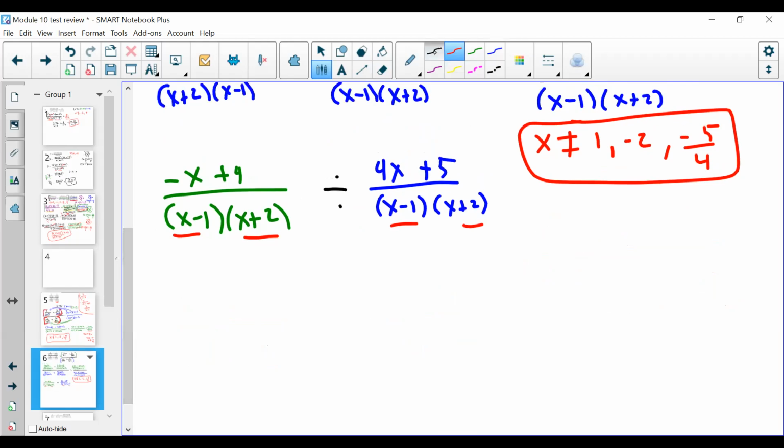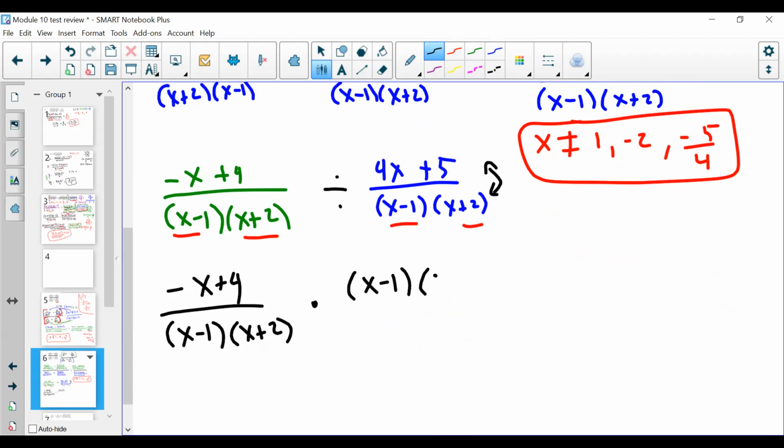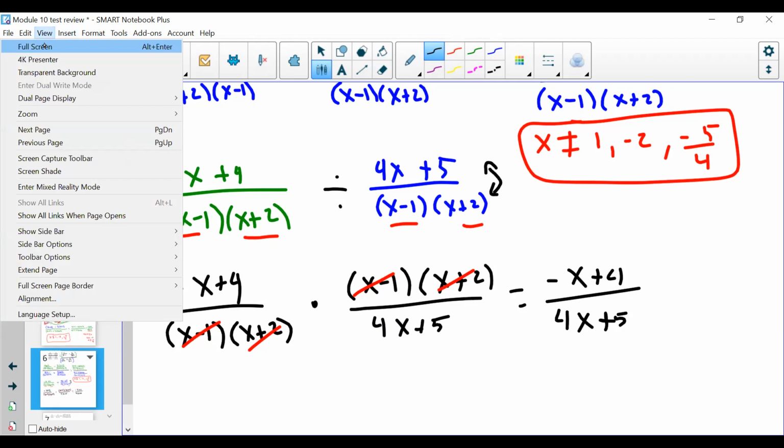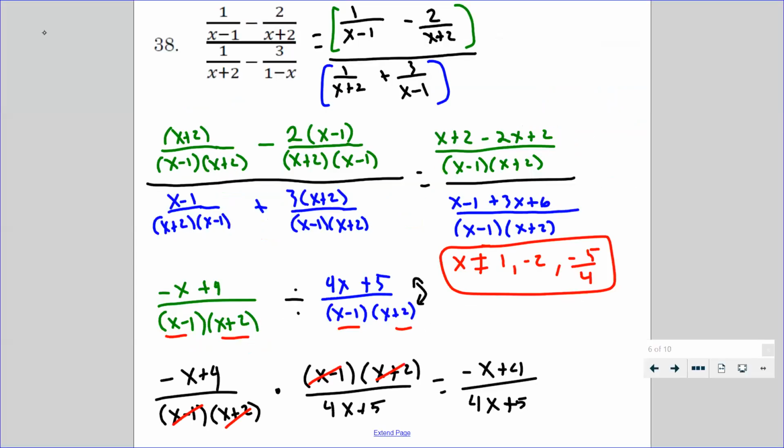So I can flip this blue one. So when I do, I get negative x plus 4 over that LCD of x minus 1, x plus 2. And now it's going to be a multiplication problem of what I get when I flip these, x minus 1, x plus 2, all over 4x plus 5. And now because it's a multiplication problem, I can just cancel across, and these just cancel out. And I end up with the same exact answer that I had before. They're both perfectly good ways to do it. Go with whichever way you like more. It doesn't matter. We don't care, or we shouldn't care. Whatever way works best for you.